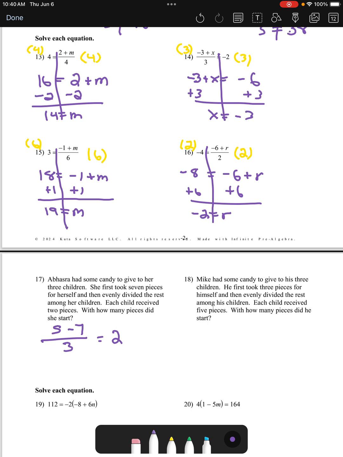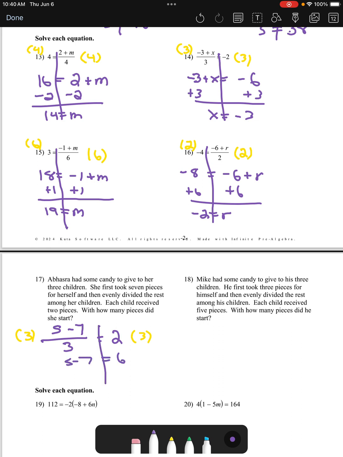So we don't know what she started with. She took from her starting pile 7 pieces for herself, so that's minus 7. After she did that, whatever she had left, she divided equally over 3 people. There's my divide by 3. And when she did that, each child got 2 pieces. So here's our two-step equation.